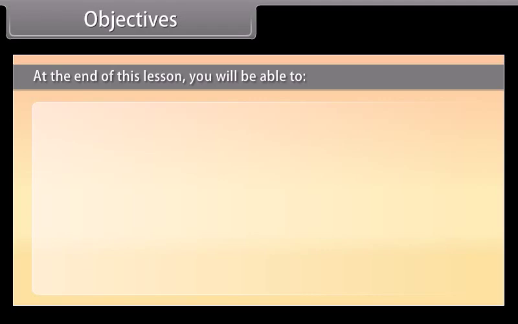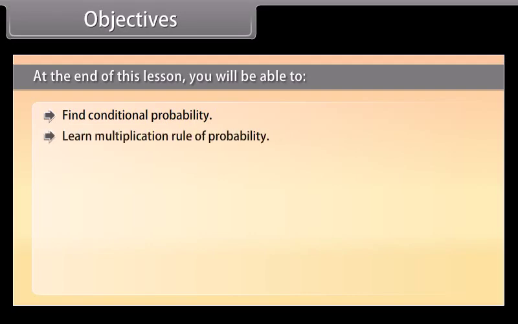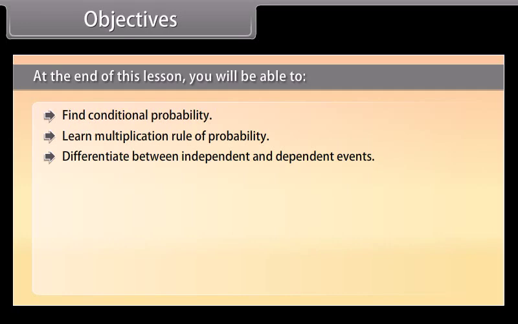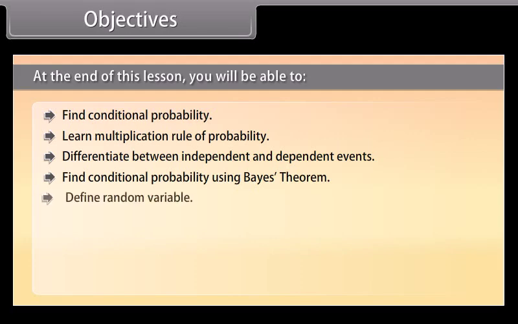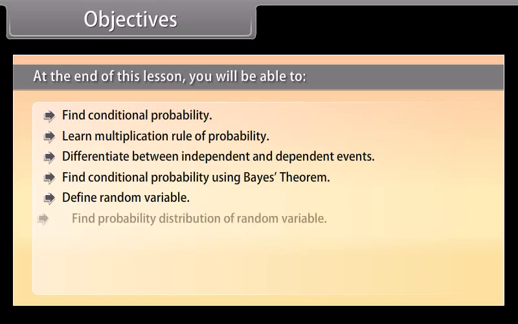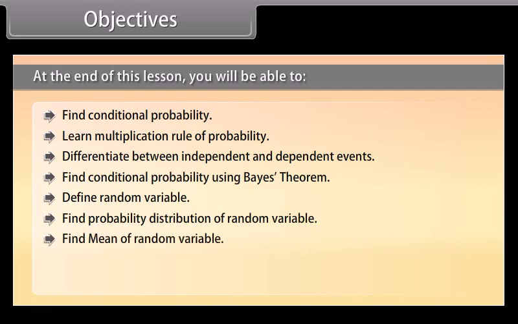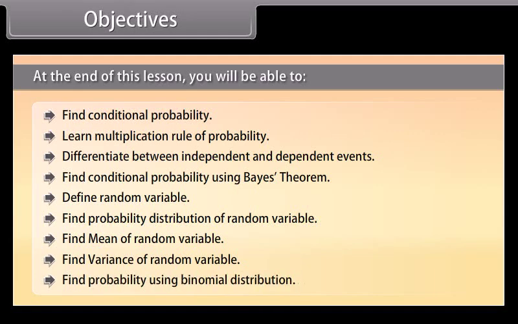Objectives. At the end of this lesson, you will be able to find conditional probability, learn multiplication rule of probability, differentiate between independent and dependent events, find conditional probability using Bayes' theorem, define random variable, find probability distribution of random variable, find mean of random variable, find variance of random variable, find probability using binomial distribution.